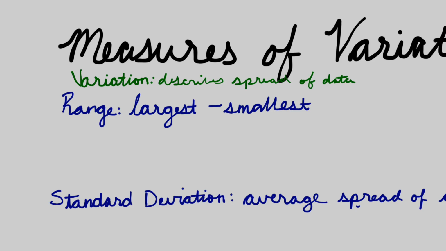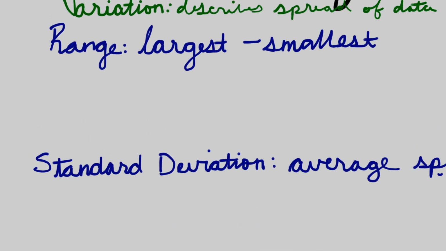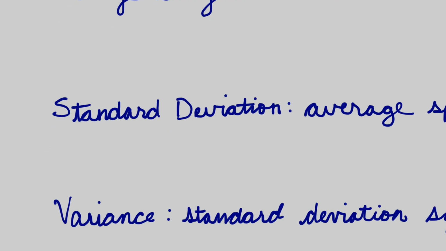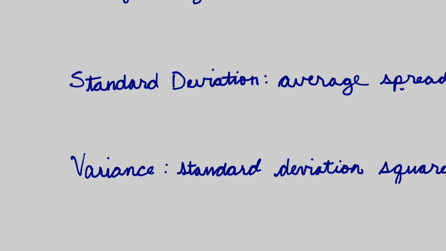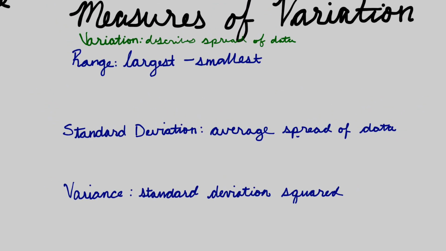There's three types of variation: the range, standard deviation, and the variance. The range is simply the largest value minus the smallest value. Standard deviation is the average spread of the data, and variance is the standard deviation squared.